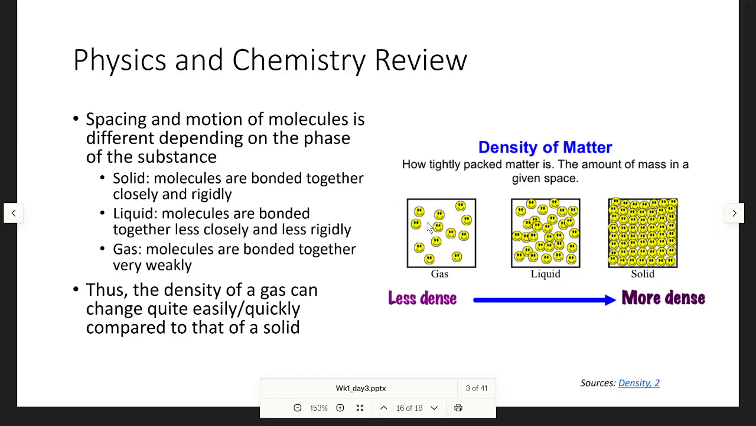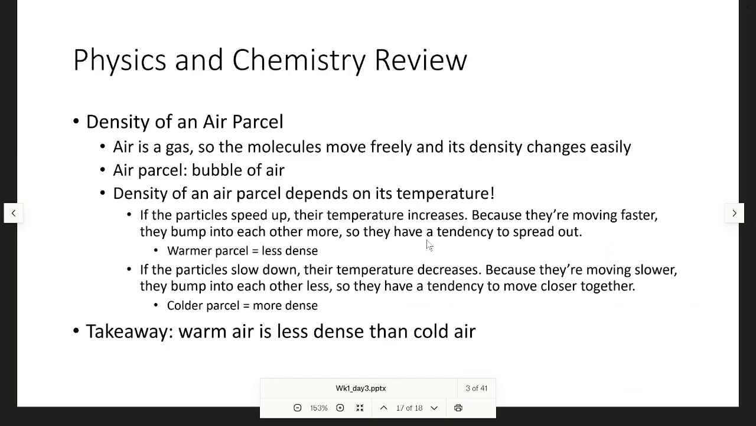Okay, so the density of a gas can change quite easily compared to that of a solid. The density is constantly changing in a gas as molecules run into each other, but if it's solid, they're not really changing that much. Now, the density of an air parcel. Air is a gas, so the molecules move freely, and its density changes easily. An air parcel is a blob of air.